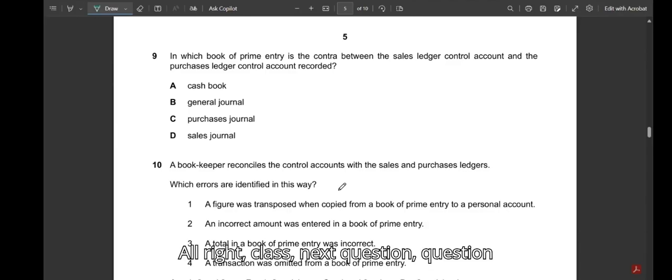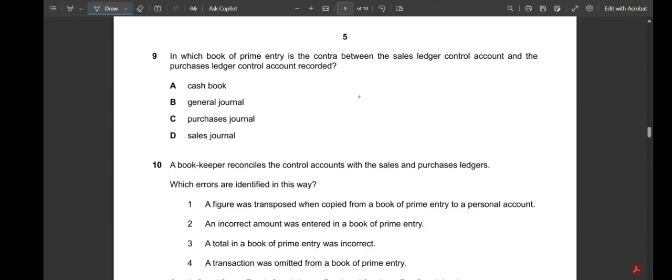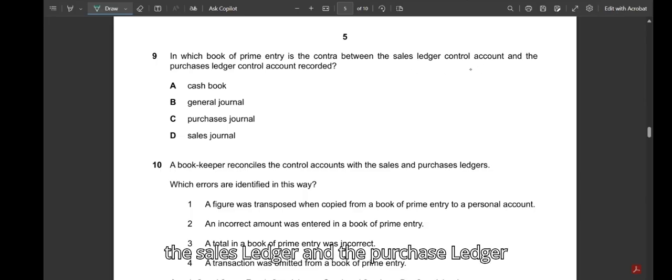All right, class. Next question, question number 9. In which book of prime entry is the contra between the sales ledger control account and the purchase ledger control account recorded? Okay. So in which book of prime entry is the contra between the sales ledger and the purchase ledger control account being recorded? So this question is obviously my general journal.